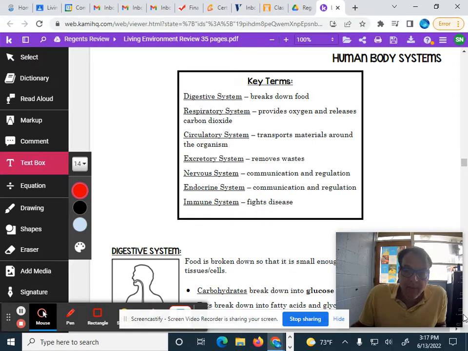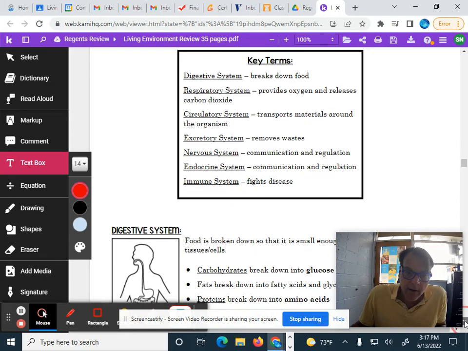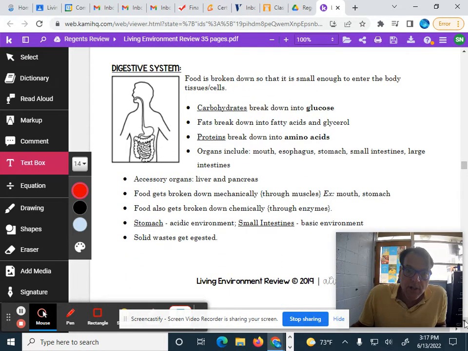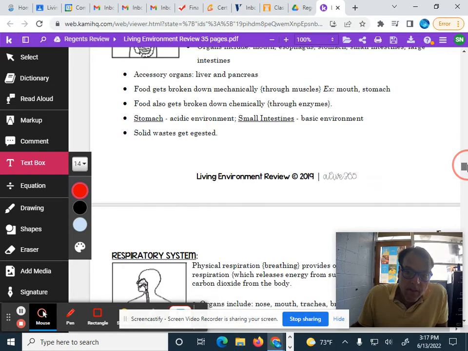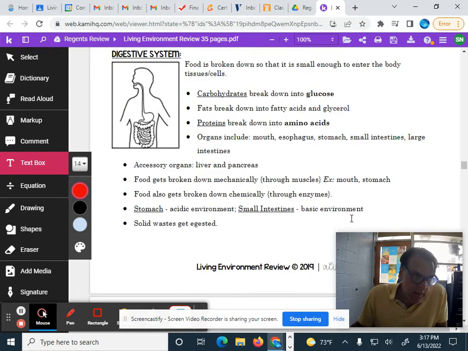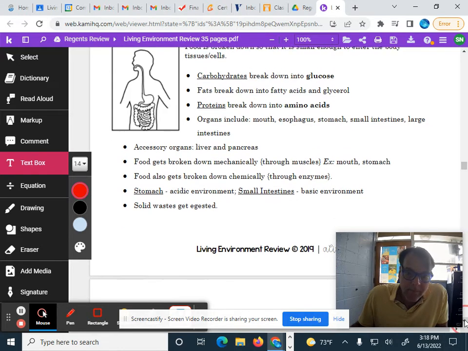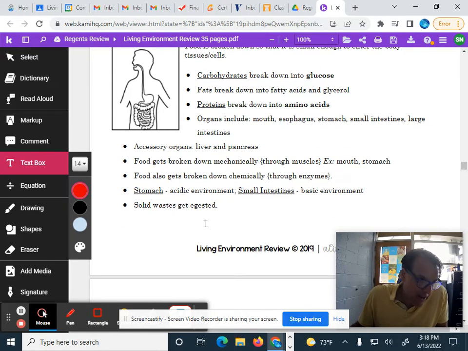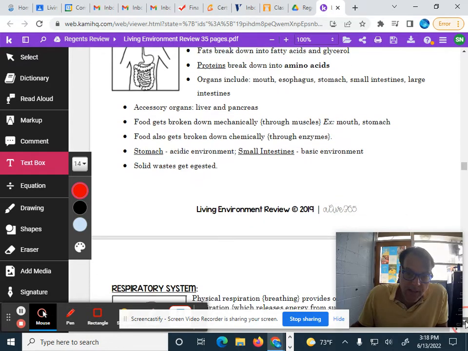Human body systems, you have to understand the basics. Make sure you go over this chart. Digestion, you want to break down that food into the component organic compounds such as carbohydrates, proteins, nucleic acids, and lipids. You want to get them to your cells. The stomach has an acidic environment. The small intestine's a basic environment. Okay? Solid wastes that are not used by the body get excreted or egested, are the two ways you'll see that said.